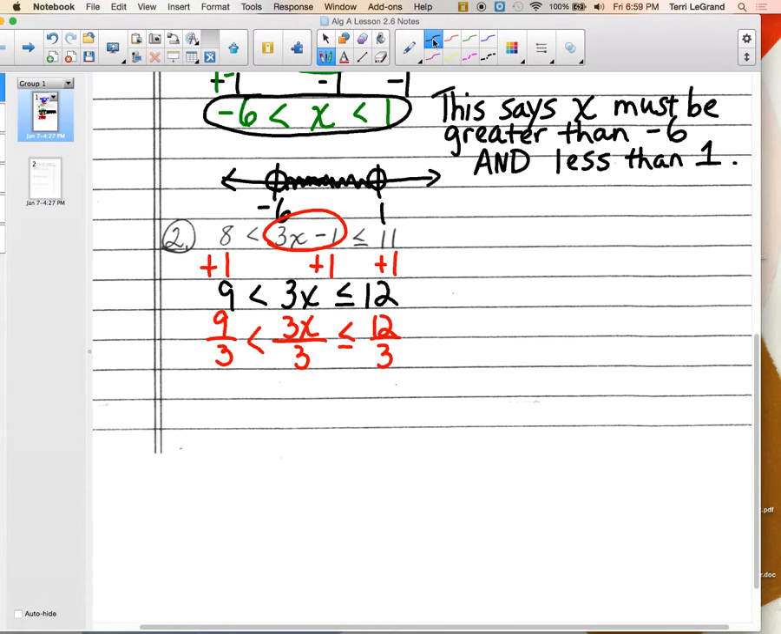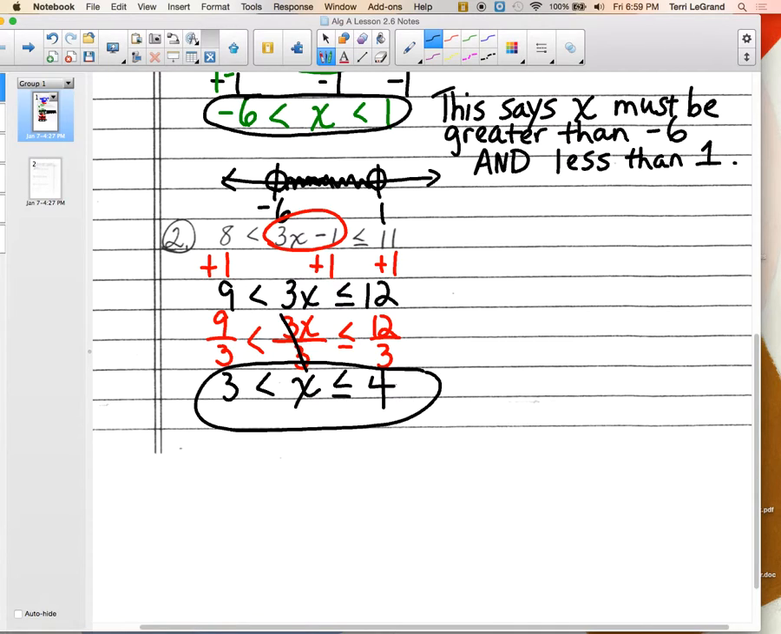So let's see, what's 9 divided by 3? 3. Got lots of 3's going on here. Is less than. These 3's cancel. x is now by itself. Is less than or equal to 12 divided by 3, 4. There's our algebraic representation of the solution to this compound inequality.